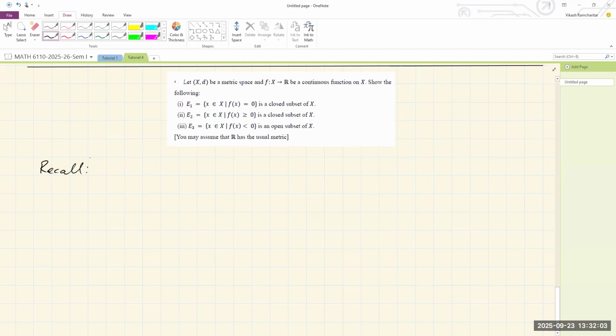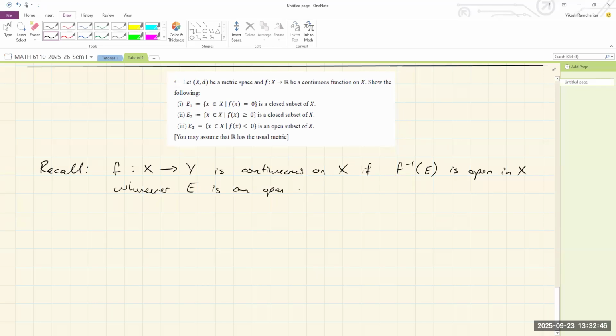to open sets. So recall, we could say that f, even though it's going from X to R, I'll just go X to Y, is continuous on X if the pre-image of E is open in X whenever E is an open subset of Y.